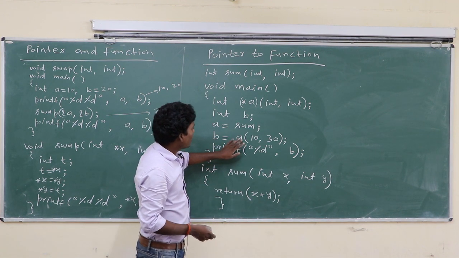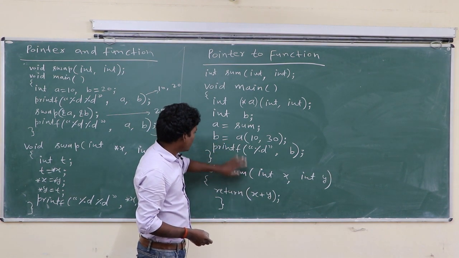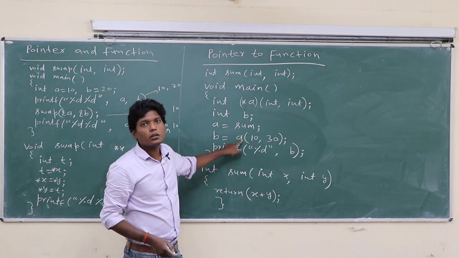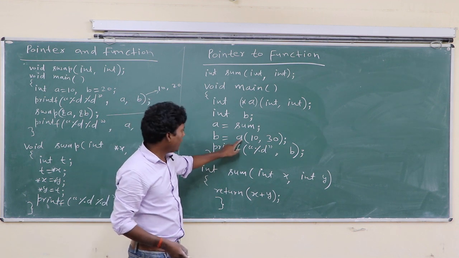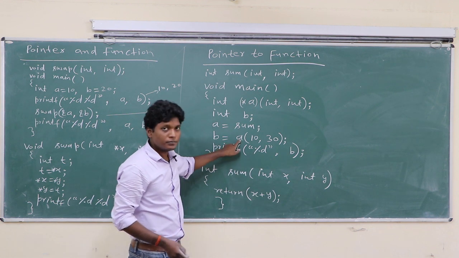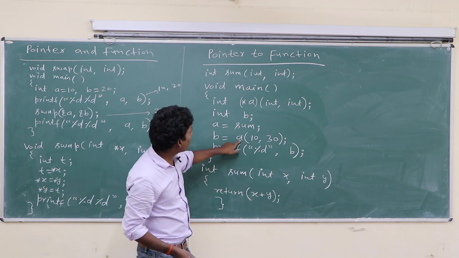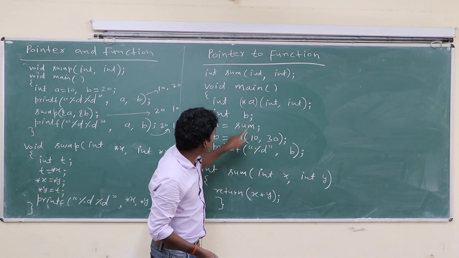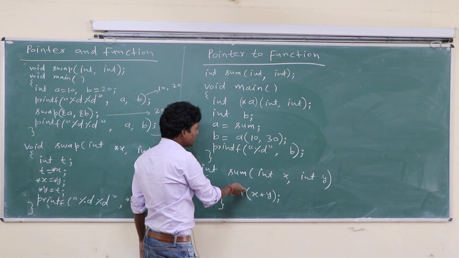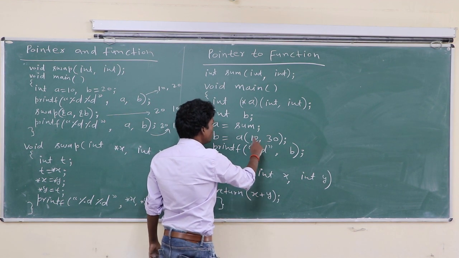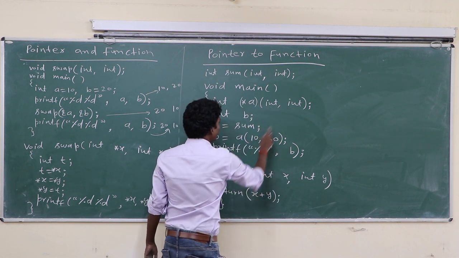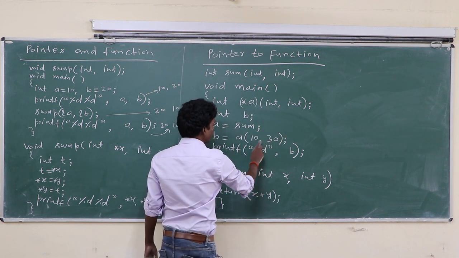Here b calls this function by pointer to function. Here b does not write sum, class. Here basically b uses the pointer to function to call this function. So a is a pointer to function to call this function. Put 10, 30, whatever you want to supply here, supply. Okay, because this is int comma int type, so a is int comma int type.